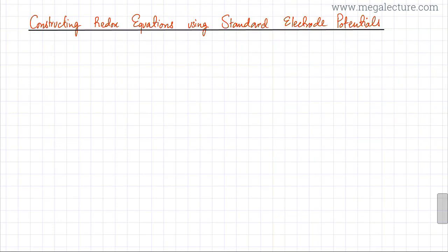In the following lecture, we're going to learn how to construct redox equations using standard electrode potentials. The table for standard electrode potentials is already provided to us. When constructing redox equations, we're going to predict which substance is going to lose electrons and which substance is going to gain electrons, which one is going to get oxidized and which one is going to get reduced. And we will also predict how feasible the reaction is and how likely it is going to be.